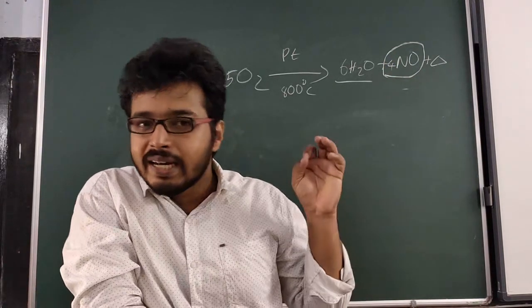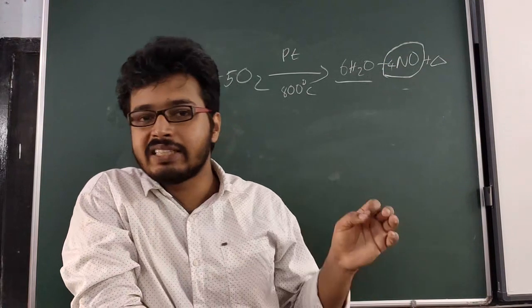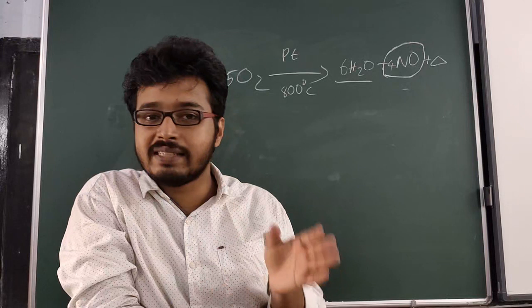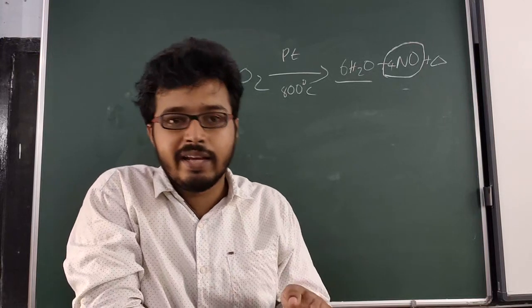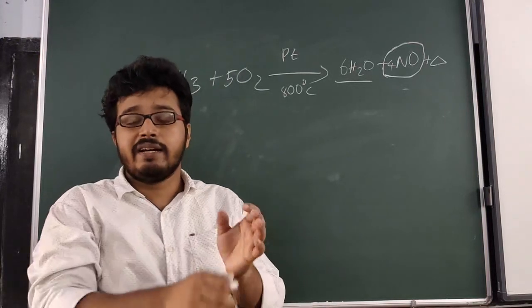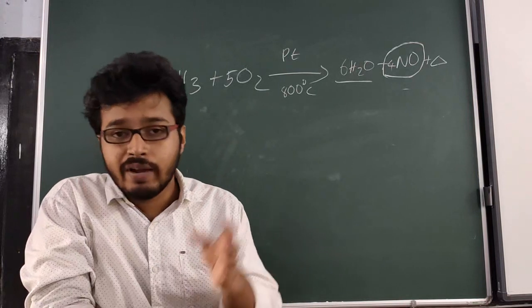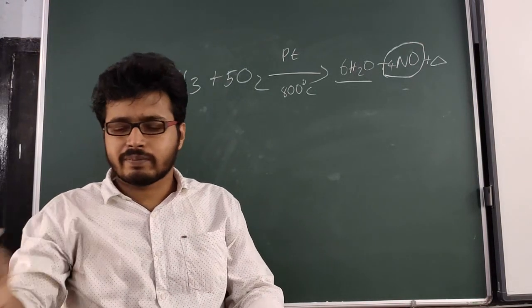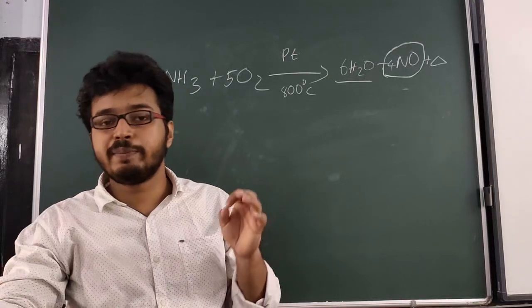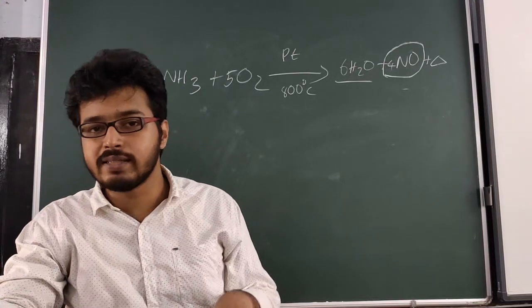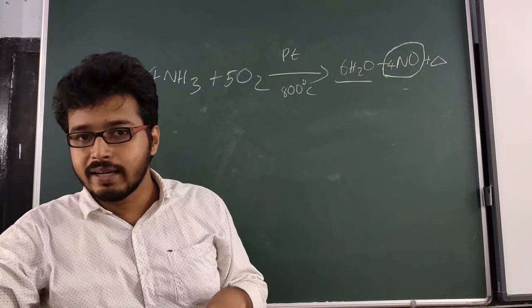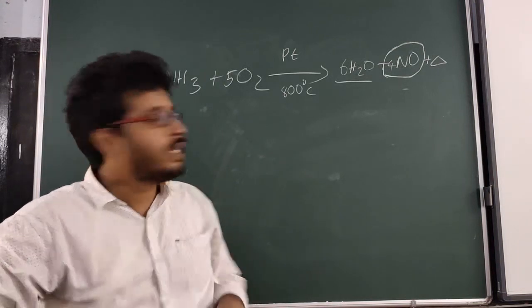Okay, so this is the reaction that we are going to discuss in the next chapter also. This is there in the next chapter, the industrial manufacture of nitric acid, which is also called the Ostwald process. So you will be studying this again in the Ostwald process. This is one of the important reactions that you can expect in the board paper.